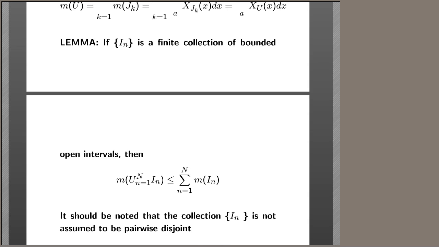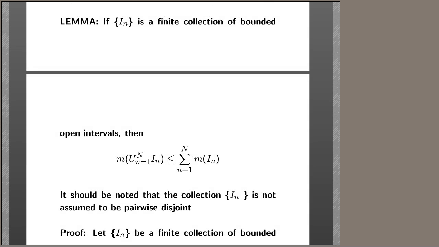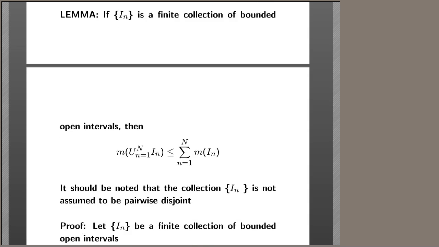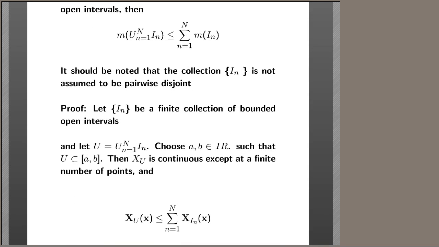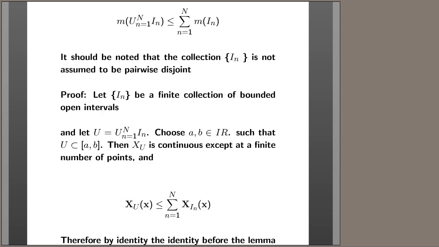So going back, looking at the statement of the lemma, see what we have here. If I_n is a finite collection of bounded open intervals, not necessarily disjoint, then the measure of their union is less than or equal to the summation of their measures. And here is an interesting proof, based on the discussions we had, changing measures for certain sets to the Riemann integral. Okay, let's look at the proof.